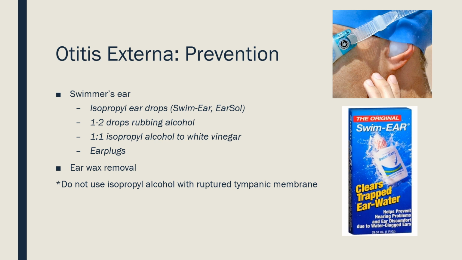There are several ways to prevent otitis externa. For those that are worried about swimmer's ear specifically, there are isopropyl ear drops. 1 to 2 drops of rubbing alcohol can also be used. A mixture of 1 to 1 isopropyl alcohol to white vinegar and earplugs are all strategies used to prevent otitis externa, specifically in relation to preventing water from getting inside the ear canal and to aid in the drying of the water that may be in the ear canal.